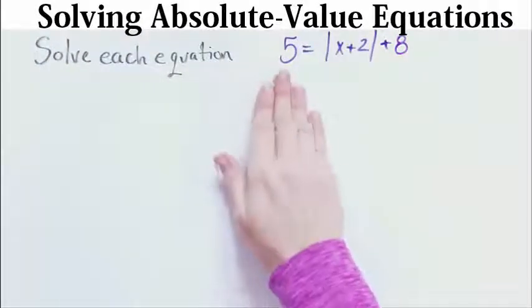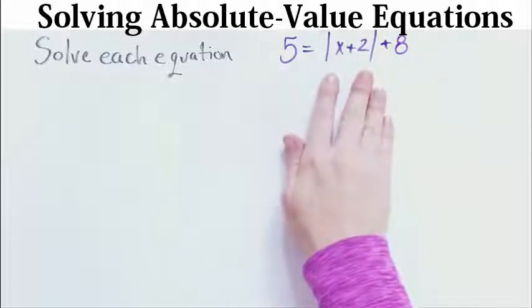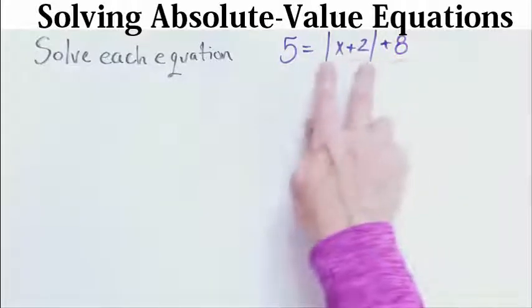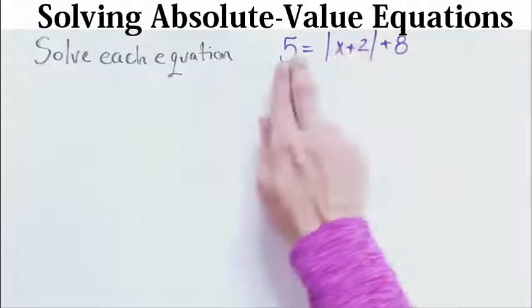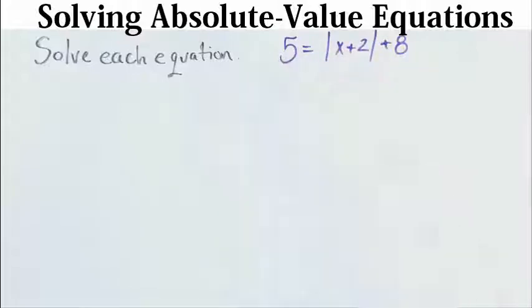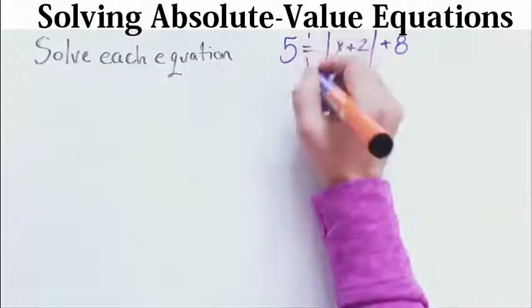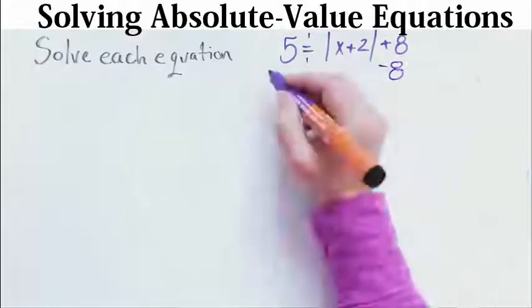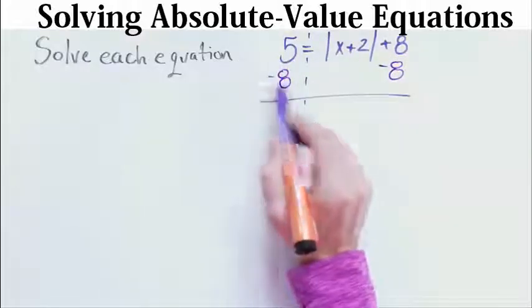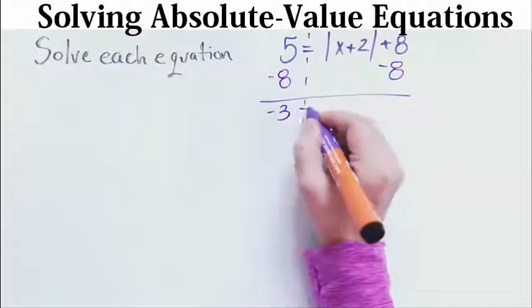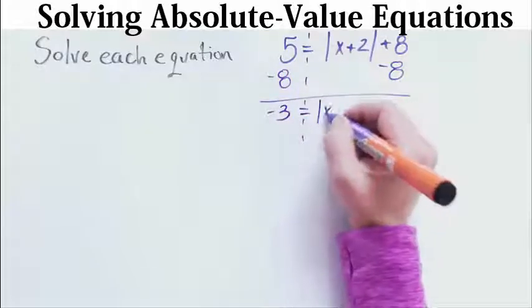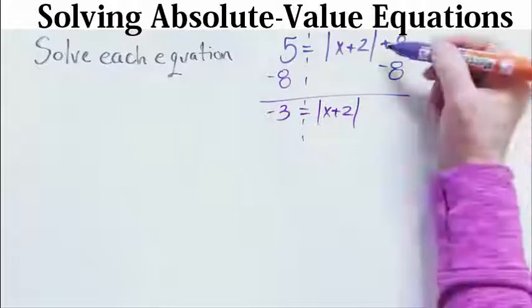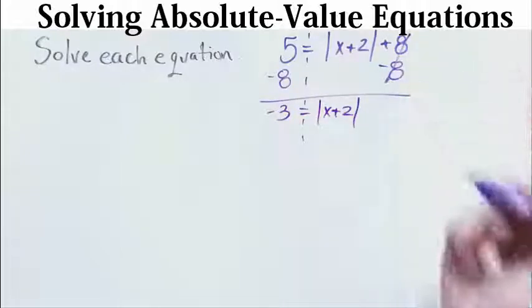Now we're going to solve the problem 5 equals the absolute value of x plus 2, plus 8. So what number do you add to 8 to get 5? Well, I want to know what this one number is, so that means the added 8 needs to go away. You pair a positive 8 with a negative 8 to make it go away. 5 minus 8 is a negative 3. The absolute value, we did not do anything to it. Positive 8 minus 8 turns to 0, so it zeroes out.